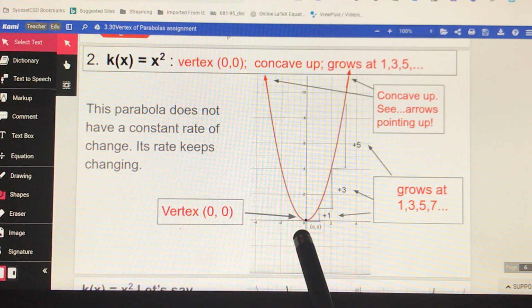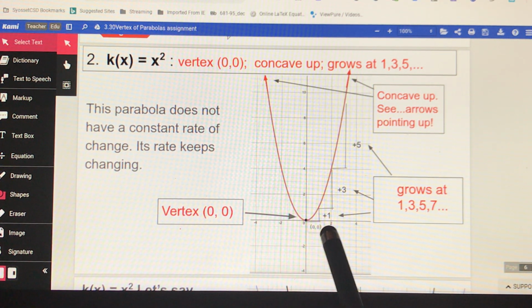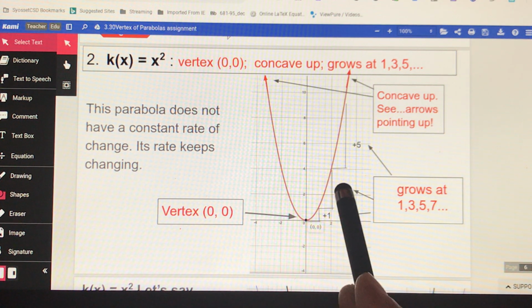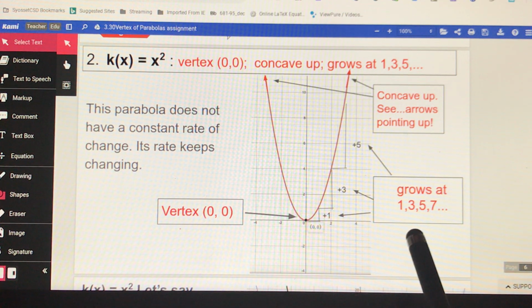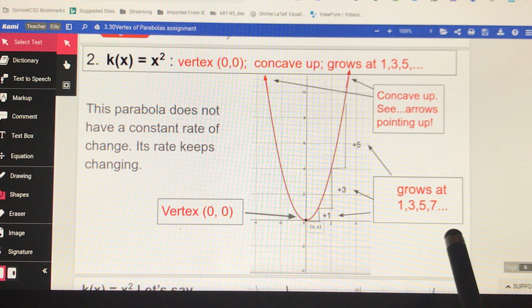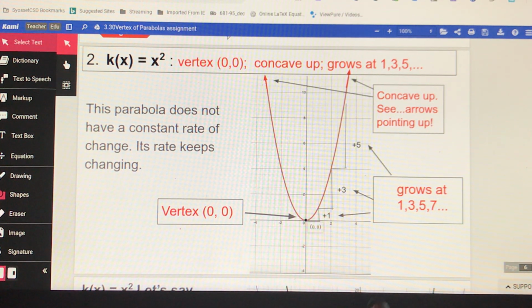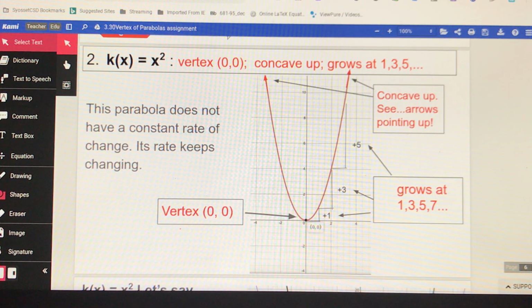If you notice from the vertex, if we move over 1, up 1, over 1, up 3, over 1, up 5. So the growth is constantly getting larger, but at a pattern of 1, 3, 5, 7. If we had enough room, it would go 9, and etc. Right? So it grows in odd numbers.